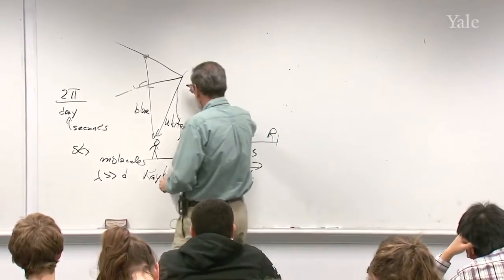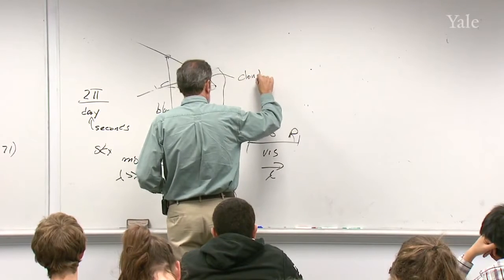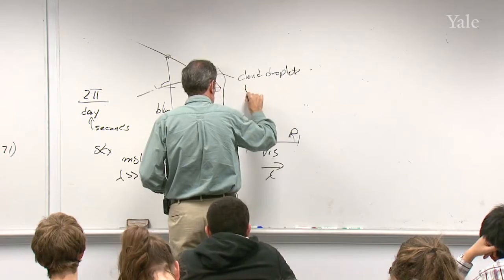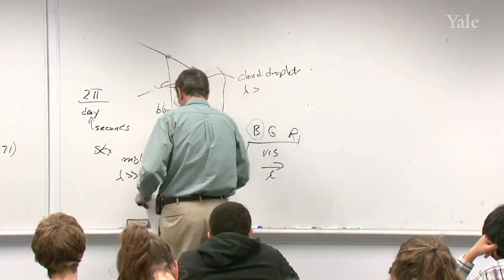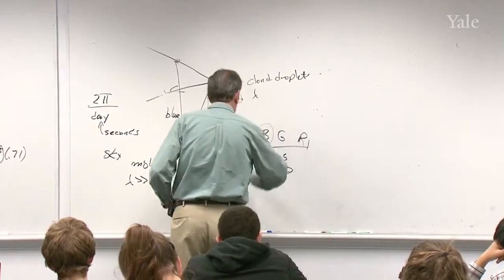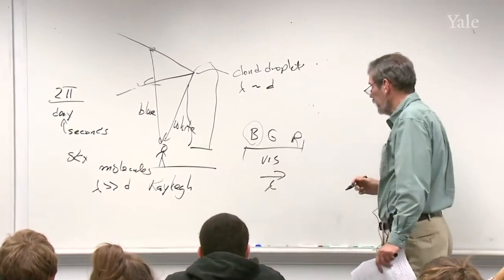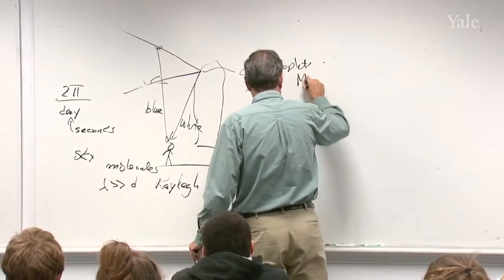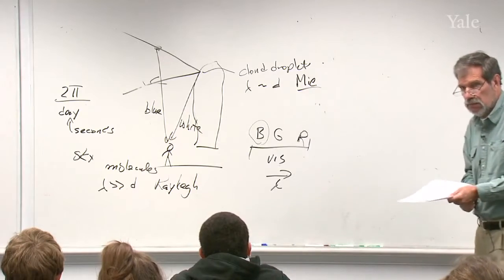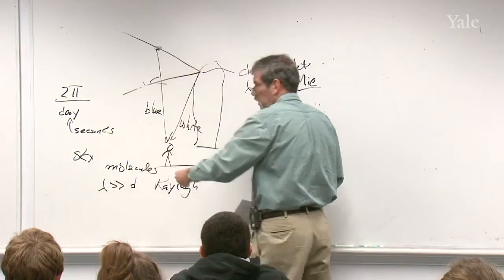For the cloud itself, the particles are much larger. They're the cloud droplets. They fall into the category that the wavelength is the same order of magnitude as the cloud droplet, which puts us into the Mie scattering range, where all wavelengths are scattered equally. So whatever color was illuminating this, you'd have the same color coming out.